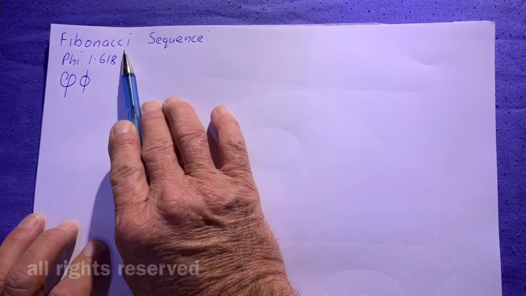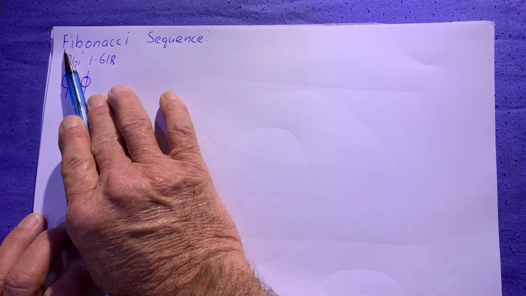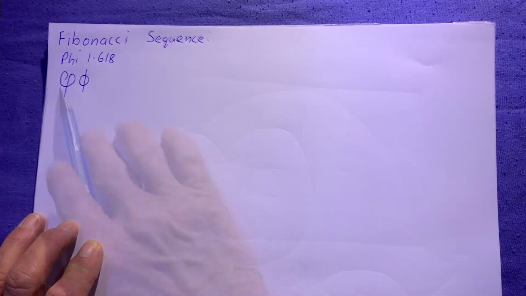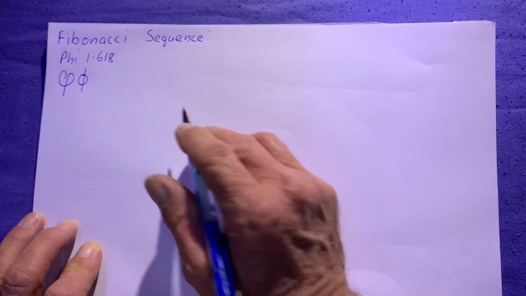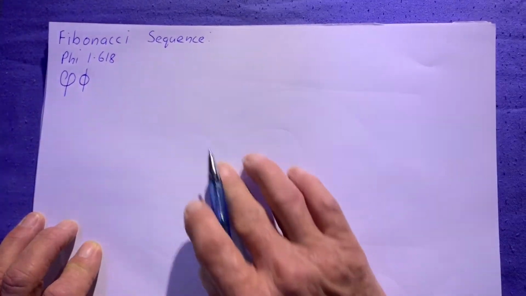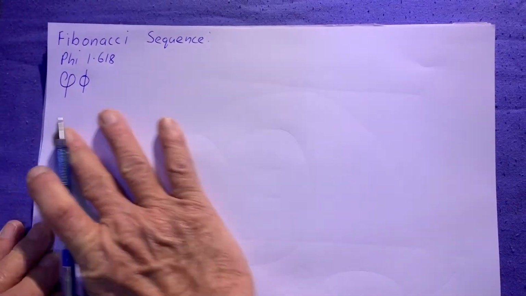The man that went to India found this mathematical equation. When he came back to Europe, they called it the Fibonacci sequence. Phi is related to the Fibonacci sequence. If you follow the Fibonacci sequence, start with 0, which is nothing on the page, 0.